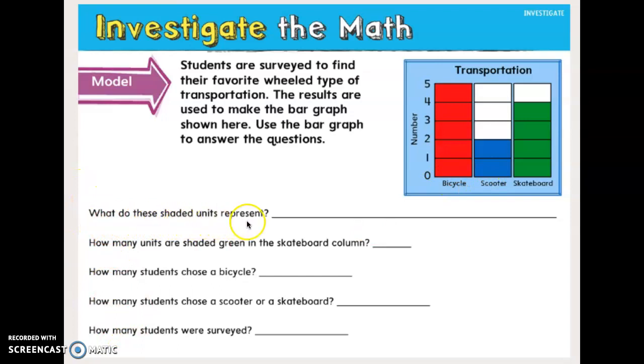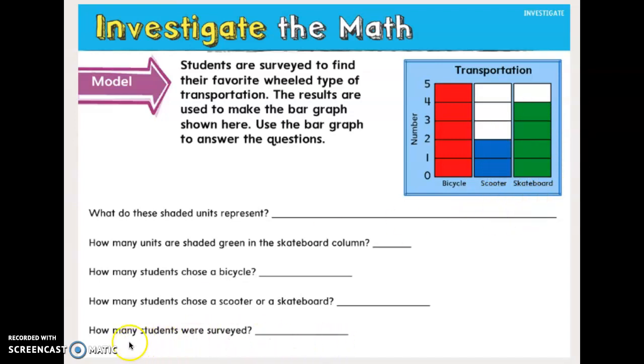What do these shaded units represent? What does this red bar mean? It shows that each one of these red bars is one bicycle. Each blue one is one scooter, and each green is one skateboard. How many units are shaded green in the skateboard column? I can look, I come up to the top and say 4, or I can just count them up, 1, 2, 3, 4. How many students chose a bicycle? I can look again and see 5. And how many students chose a scooter or skateboard? We have to add them together. So 2 plus 4 is 6.